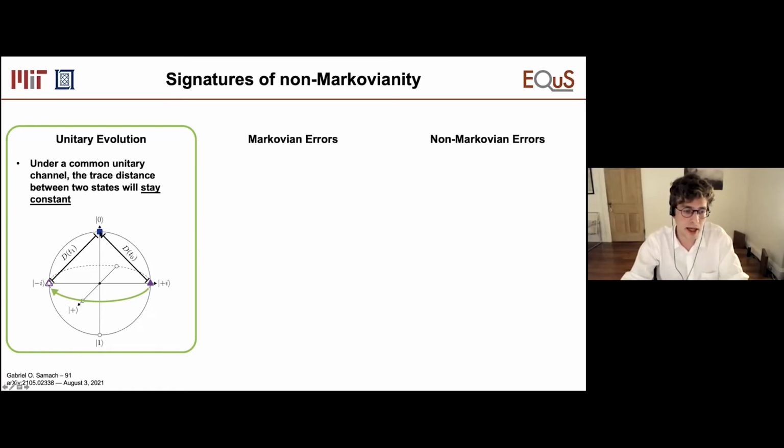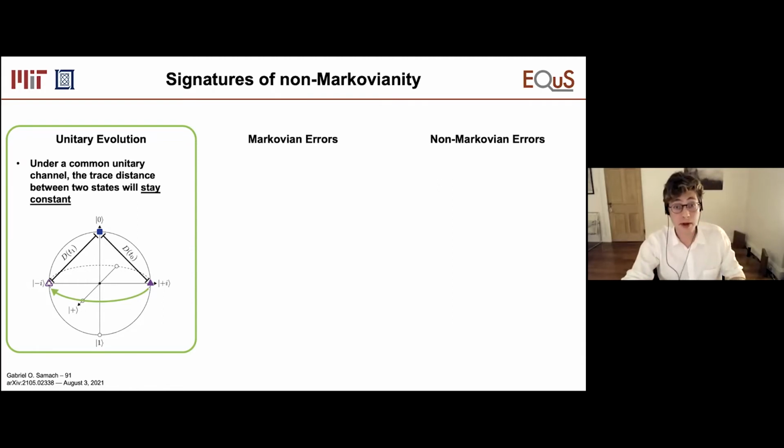Here, the square block and the purple triangle. We can imagine taking each of these states and evolving it under a common unitary channel, in this case just a rotation in the XY plane. And we can clearly see that under a common unitary channel, the trace distance between these 2 states will always stay constant. This makes sense because a unitary rotation is just a rotation of the Bloch sphere. So we're rotating the Bloch sphere, but the relative distance between points on its surface always stays the same.